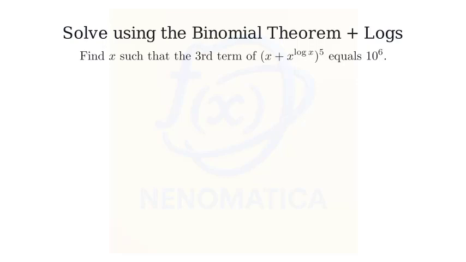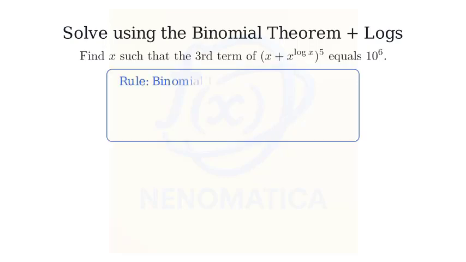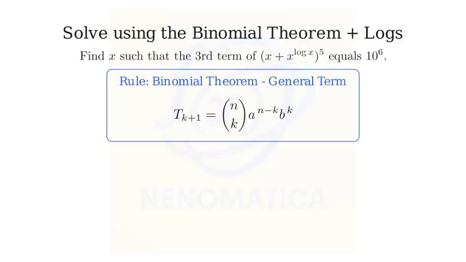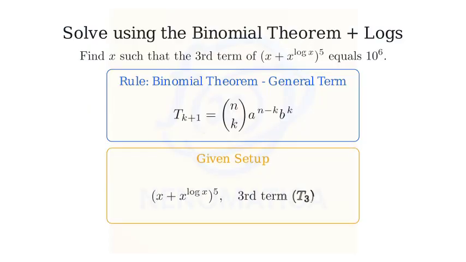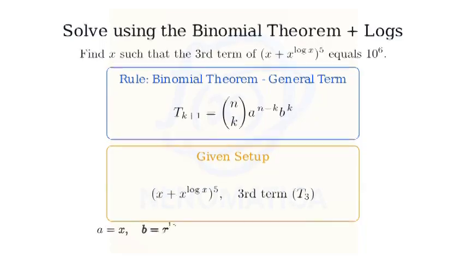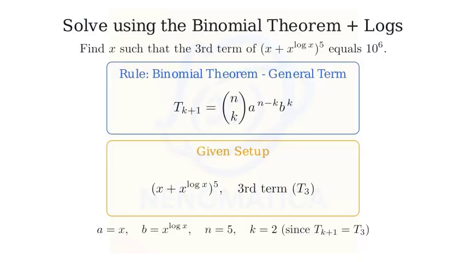First, recall the general term of a binomial expansion. The k plus 1 term equals n choose k times a to the n minus k times b to the k. We'll apply this rule with a equals x, b equals x to the log x, and n equals 5. Now, apply the rule. Our expression is (x + x^(log x))^5. The third term means set k equal 2, because the third term is T sub 3, which equals T sub k plus 1 when k equals 2. So here, a equals x, b equals x to the log x, n equals 5, and k equals 2.